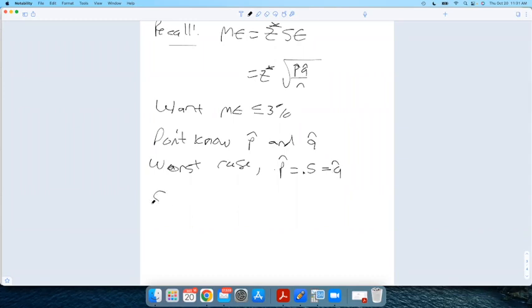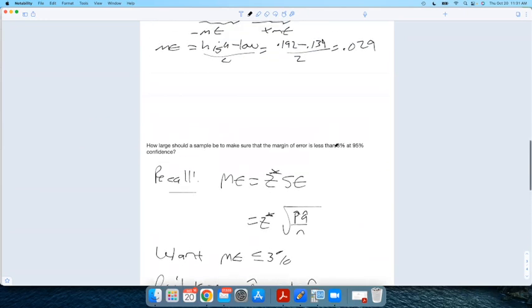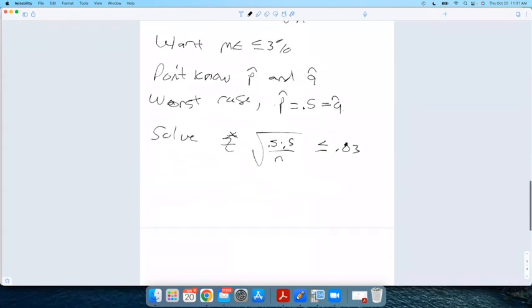So then that means we're trying to solve Z star times the square root of 0.5 times 0.5 over n is less than or equal to 0.03. Now Z star, what's our confidence level? 95%.